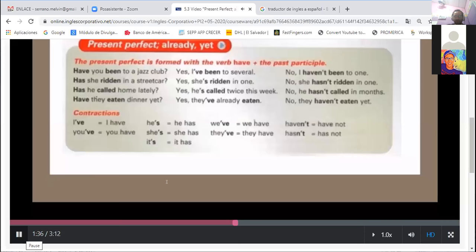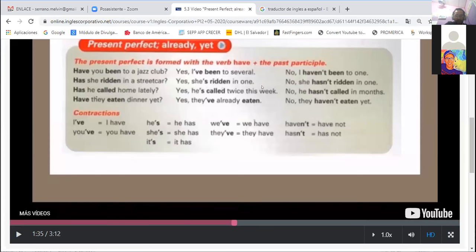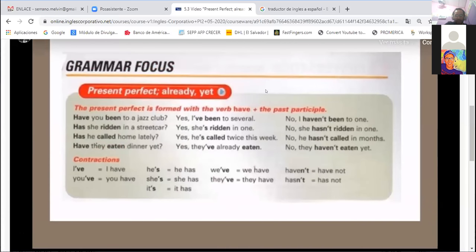Okay. Not. Hasn't equals has not. Teacher, is it necessary to read this again? No. It's only for you to understand and to hear the pronunciation. Okay. You can do the exercises. Are you okay, Marvin, with that? With the box? Okay.